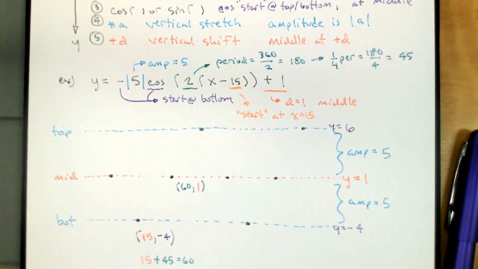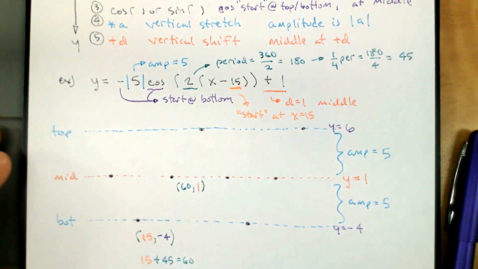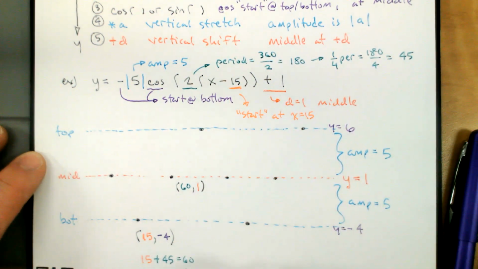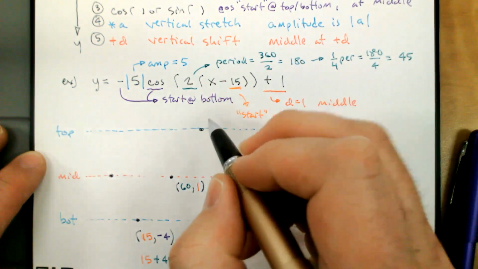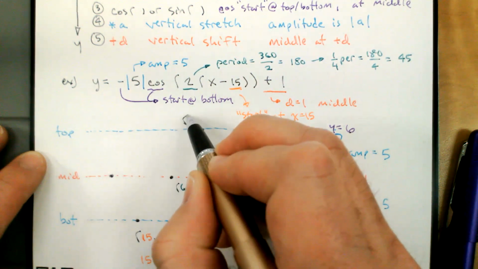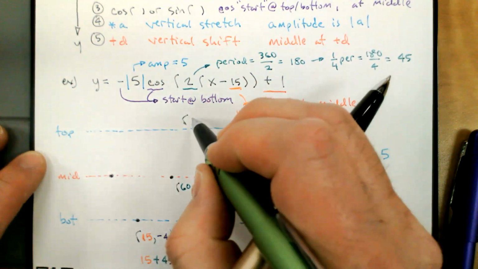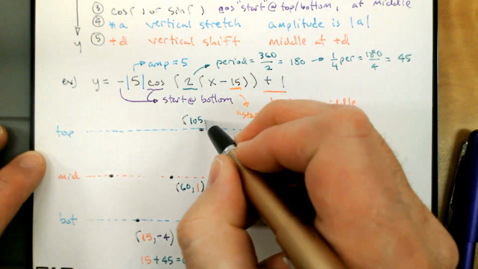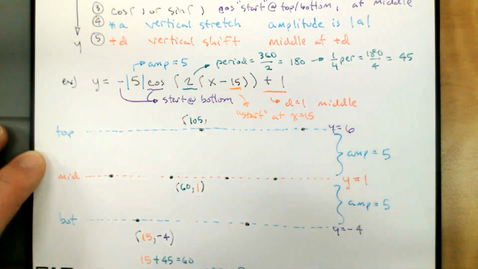Next will be at the top. Horizontally, that is 1/4 of a period from the previous point. So if I take 60 and add another 45, that tells me that the X coordinate of this point here at the top is going to be 105. And we had previously worked out that the Y coordinate was going to be 6.